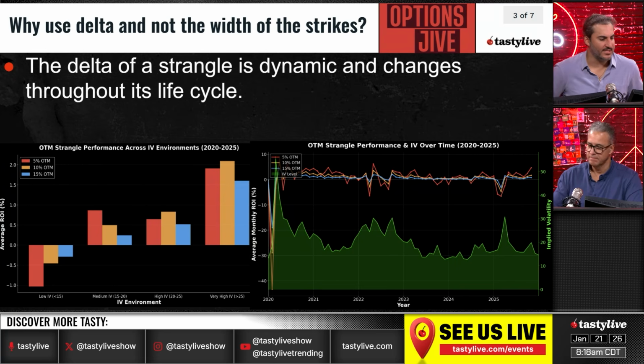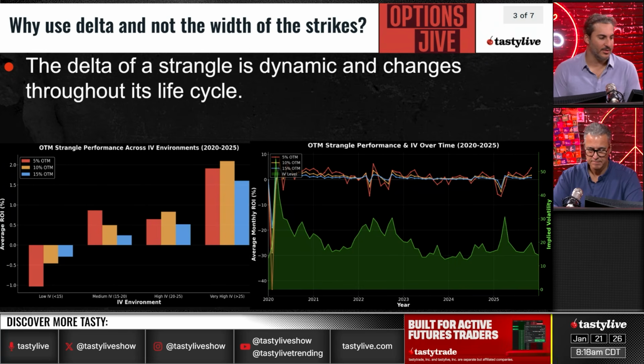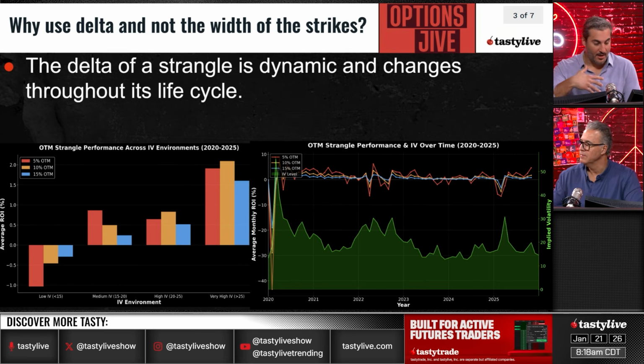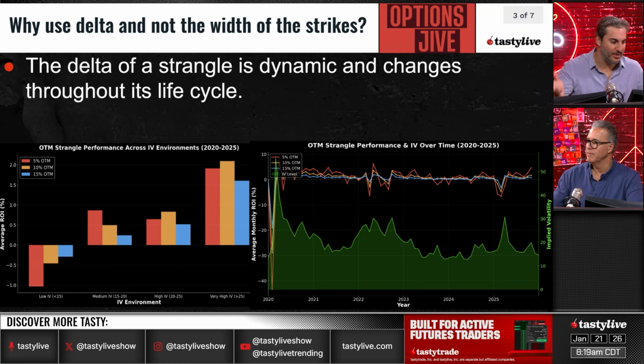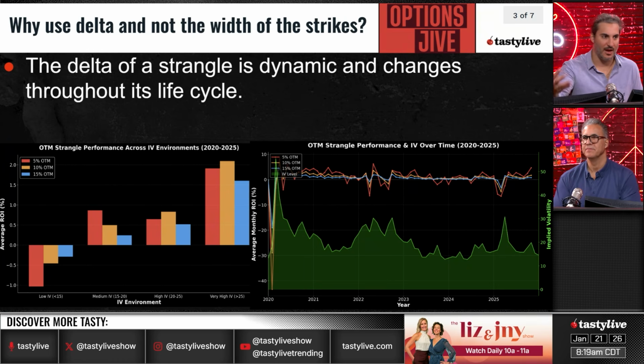The delta of a strangle is dynamic and changes throughout its life cycle. Here we give you a look at the difference in profitability and the ROI on strangles relative to implied volatility. We've talked many times over the last 15 or so years: high volatility allows you a lot more premium and higher probability of success. You're further out of the money, and you're going to collect more premium. These are all positives for you, and you can see that across both these examples here. Higher volatility is good, but those occurrences are much fewer.